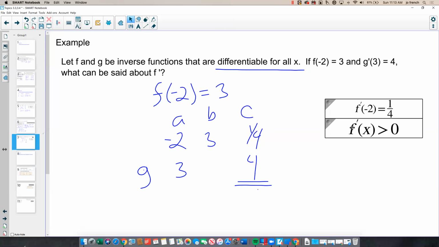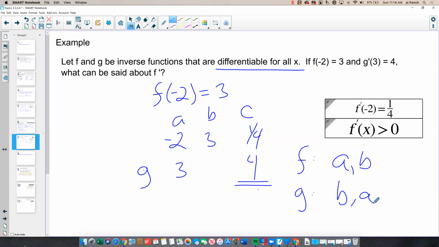All right, so just a quick recap. If I have the points a comma b on my function, then on my inverse, I will have the points b comma a. And if the derivative at a in my original function is c, then the derivative at b in my inverse function, so g prime of b, will be the reciprocal, 1/c. And those are our examples for topic 3.3.